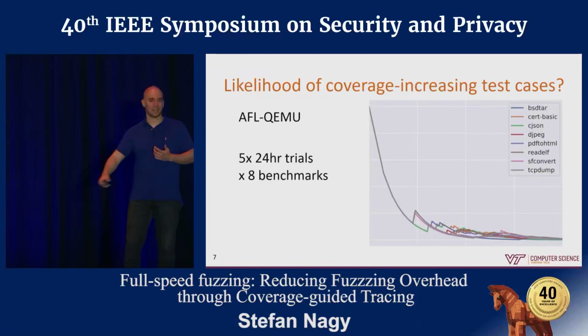In our implementation, which we call Untracer, we use the static rewriting black box-based tracing approach Dynast for tracing these few coverage increasing test cases.